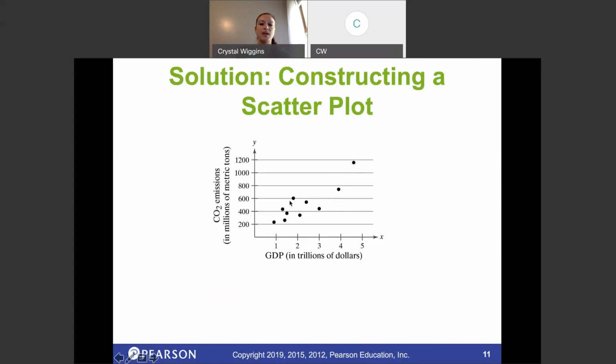You see how these are spread out a bit, and this is kind of a tight line right here, but this is kind of spread out, which would lower the correlation coefficient. We would say maybe this is moderately positively correlated.